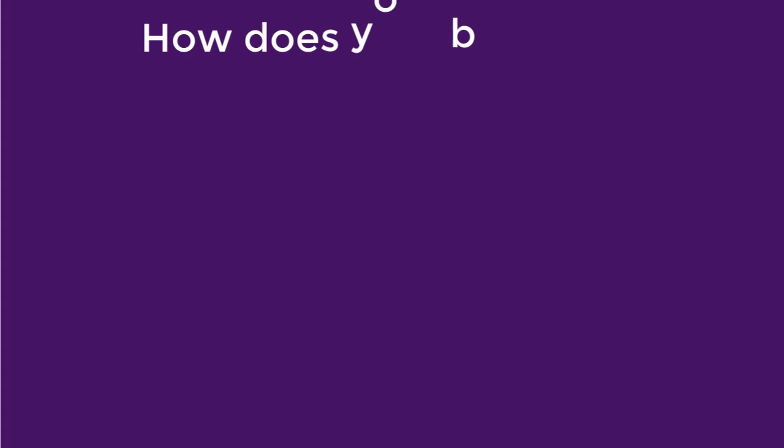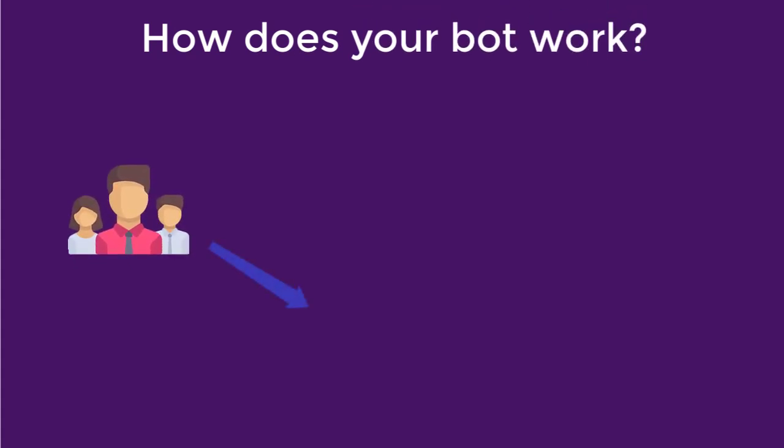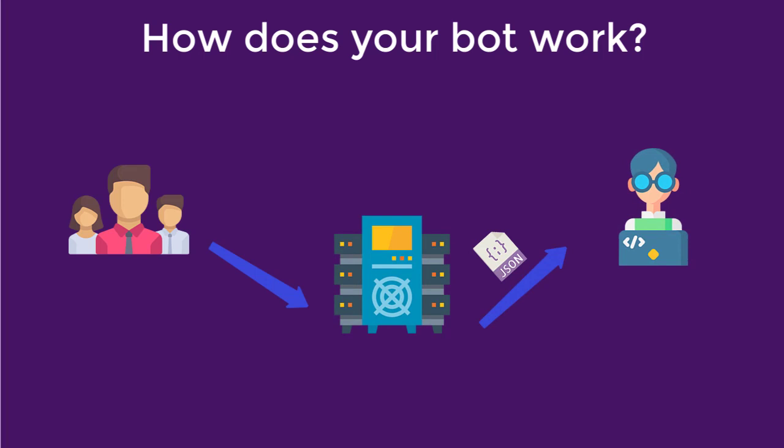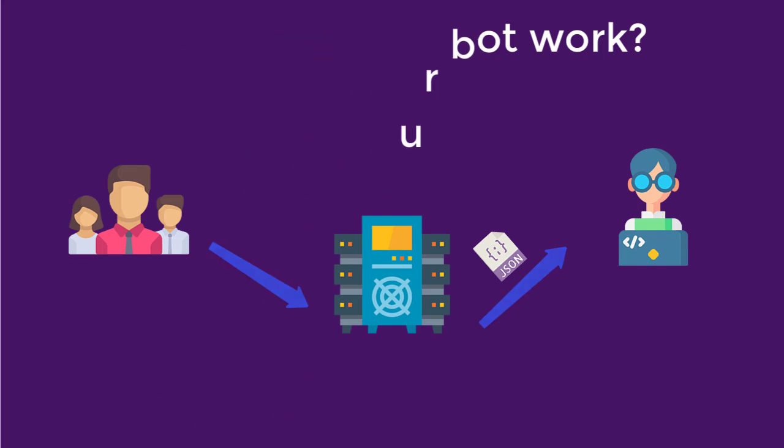But how does your bot work? When a user sends a message to your bot, because your bot is connected to the Telegram server, Telegram gives us data in JSON format. The data contains information about the user and the message. Like, what is the message? Is it text or photo or video? What is the message text? What is the user's first name and last name? And so on. Let me show you.